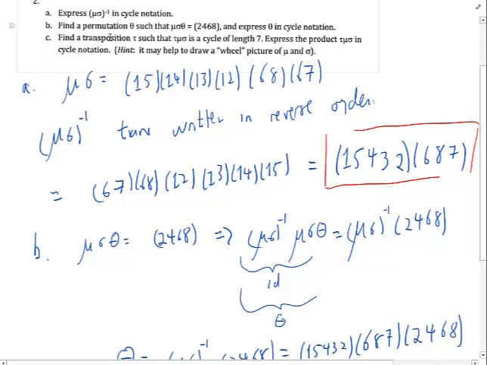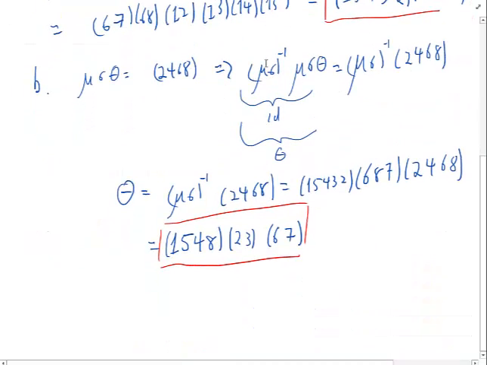So here it says, find a transposition tau such that tau mu sigma is a cycle of length 7. Express the product tau mu sigma in cycle notation. It may help to draw a wheel picture of mu and sigma. So let's go ahead and draw a wheel picture of mu and sigma. So here I have mu and sigma.